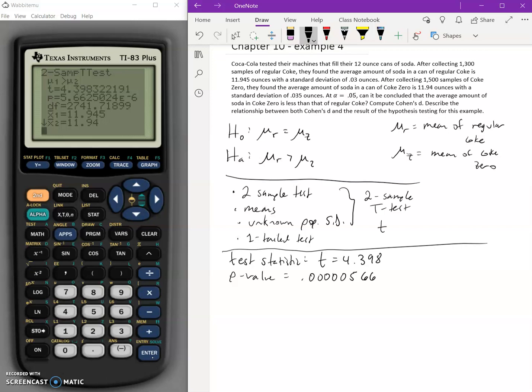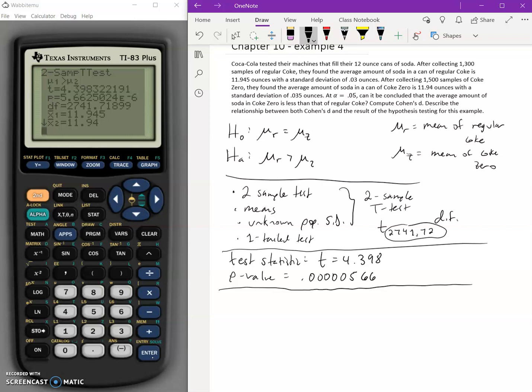So the distribution that we're really working with is a t with 2741.72 degrees of freedom. This is this number right here. Because remember, we saw that the formula that we had was a real nasty formula, so the calculator just does that for us. So now that we are at the test statistic and p-value point, we can finish off our hypothesis testing.